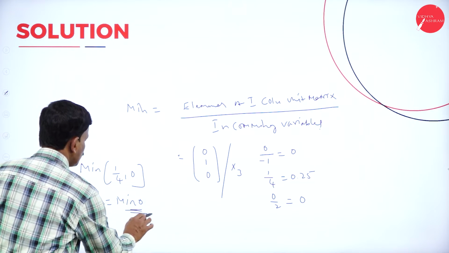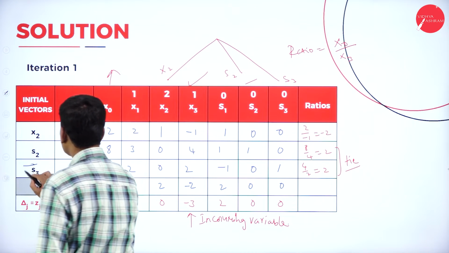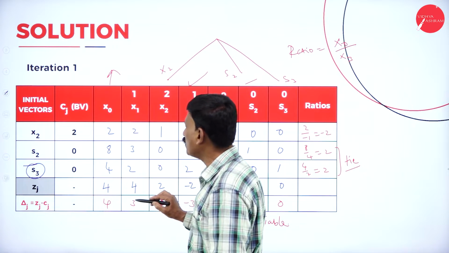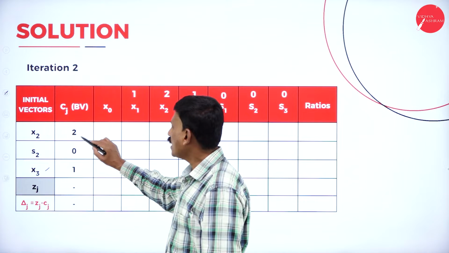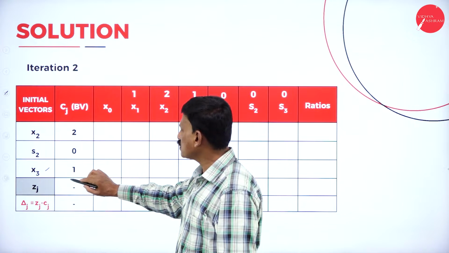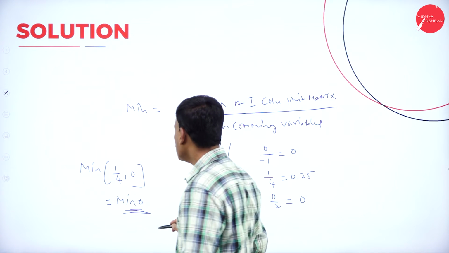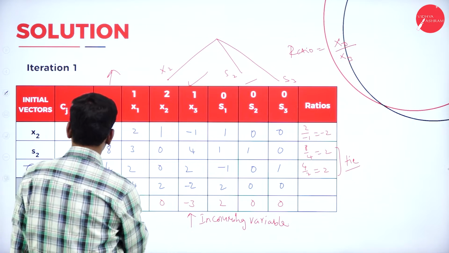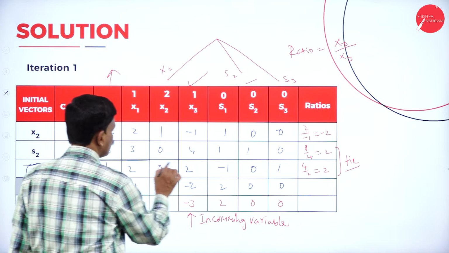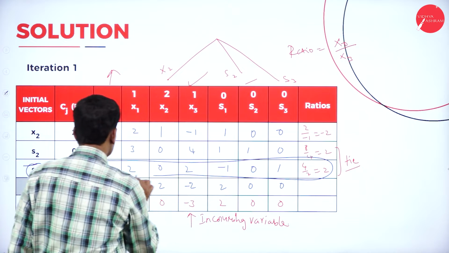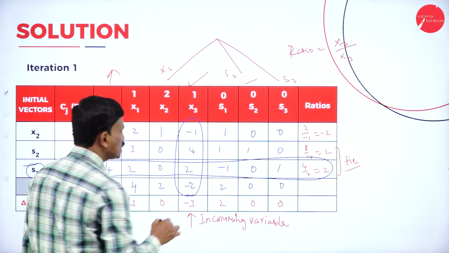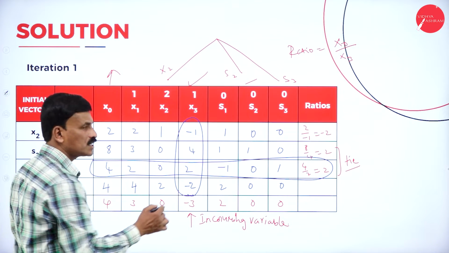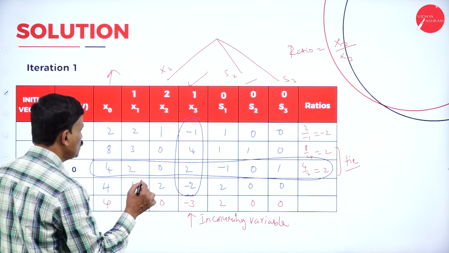The minimum is 0 in S3, therefore S3 is the outgoing variable. In the next table, S3 is replaced by x3, and the coefficients of x2, s2 and x1 are 2, 0 and 1. Further, we are going to take this out, so this is the outgoing variable and these are the incoming variables. In the next table, convert these two as 1 by dividing the entire element by 2.